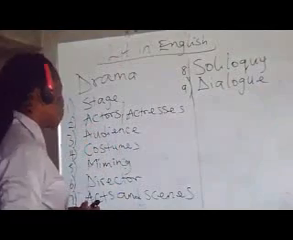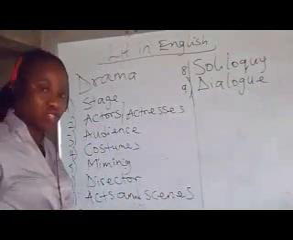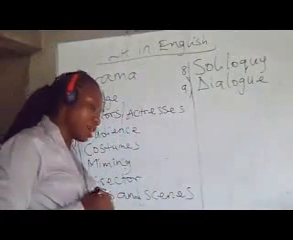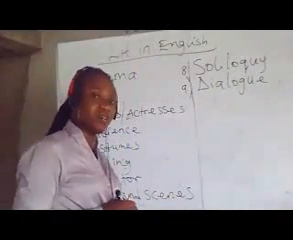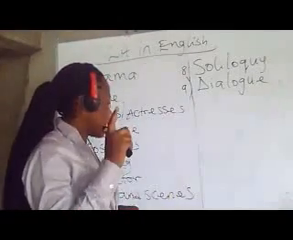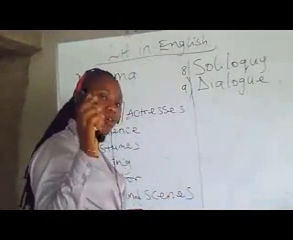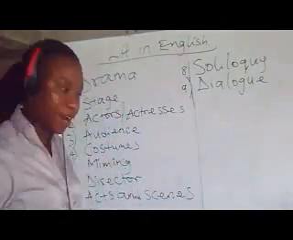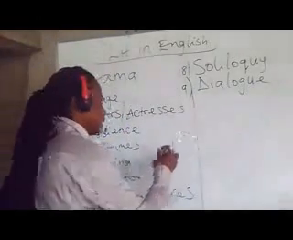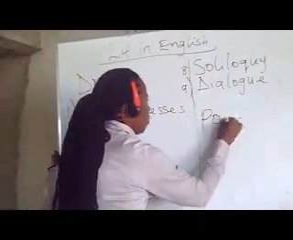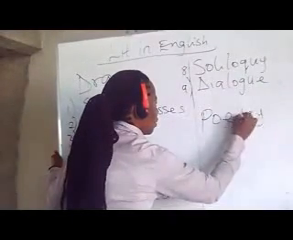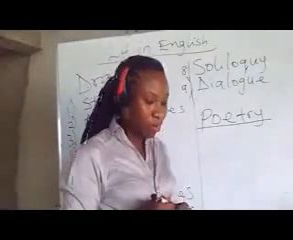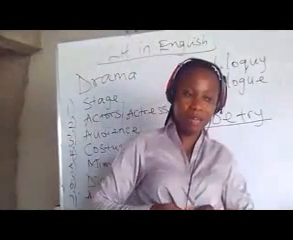Now, we will go to another branch of literature. Remember that we have 3 branches or genres of literature, which are prose, poetry, and drama. Now we go to the third one, which is poetry. It's not pronounced the other way, it's poetry.